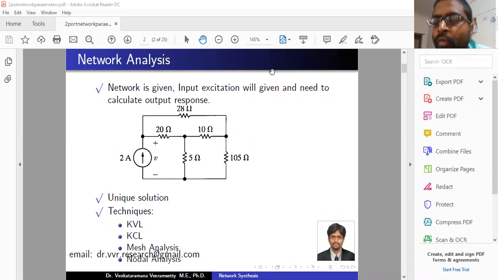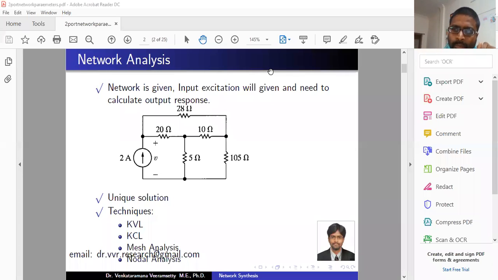Before moving to network synthesis, let's recap network analysis. In network analysis, we have an electric circuit which is a combination of different passive elements like resistance, inductance, and capacitance. At the same time, we have an input excitation, either a voltage source or a current source. This information is available, and using it, we calculate the response. Again, that response is either a voltage response or a current response.